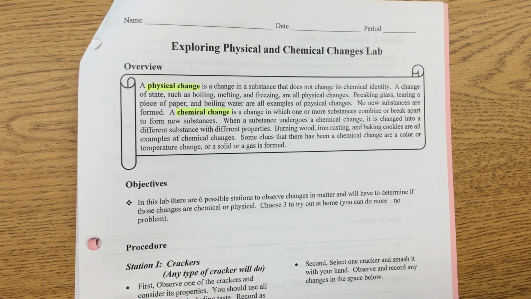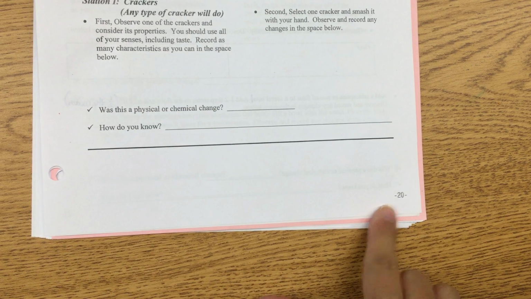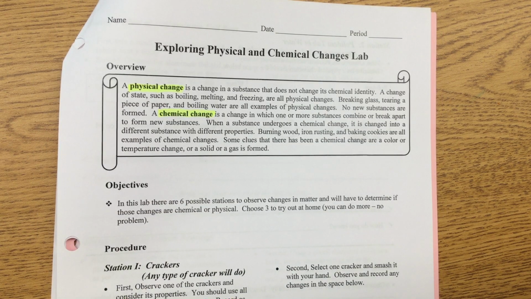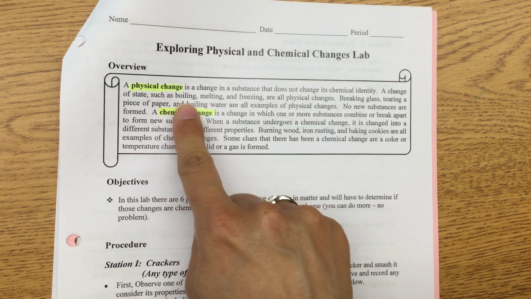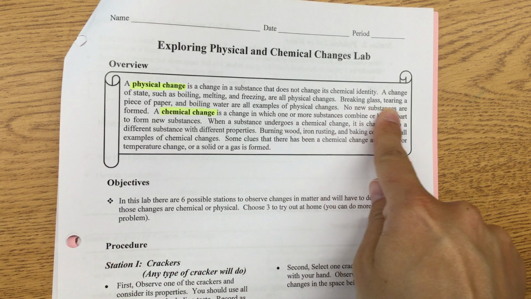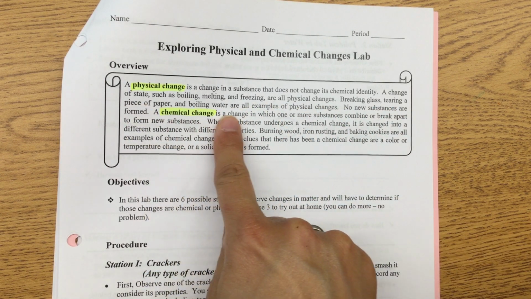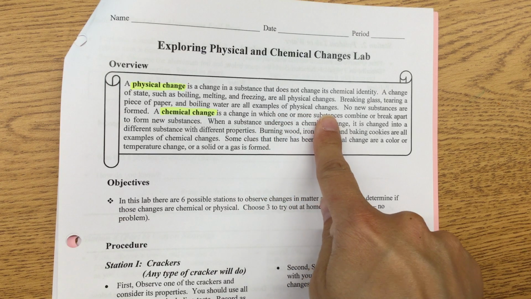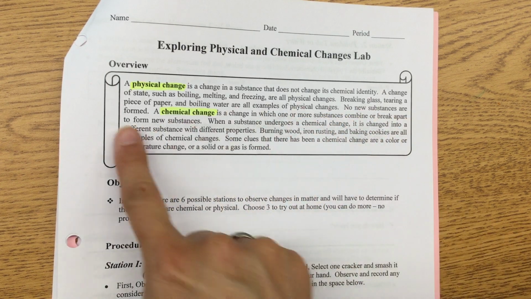So let's get started. Go to page 20 in your booklet. Okay, page 20 in your booklet. And let's take a look at the overview. It says a physical change is a change in a substance that does not change its chemical identity. A change of state, such as boiling, melting, and freezing, are all physical changes. Breaking glass, tearing a piece of paper, and boiling water are all examples of a physical change. No new substances are formed.